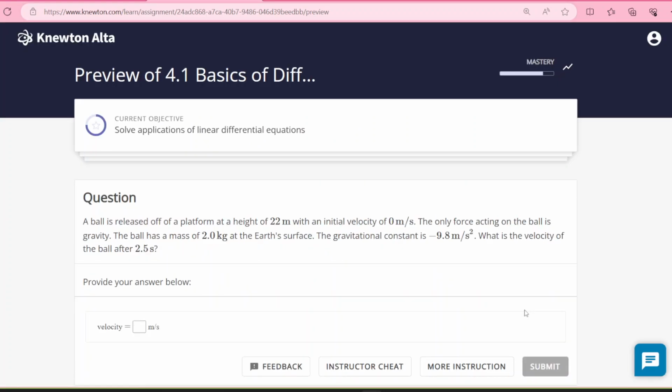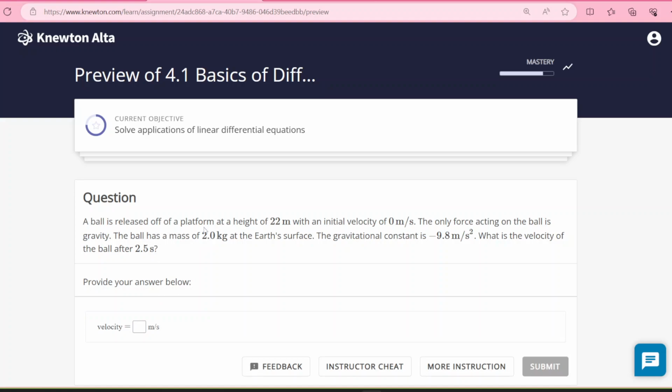And this is just like the others. In fact, this is just like the diver question from earlier, where the initial velocity is 0 meters per second, so it's starting off at rest. Initial height is 22 meters, but they're only asking about velocity here, right? They're only asking about the velocity of this ball.